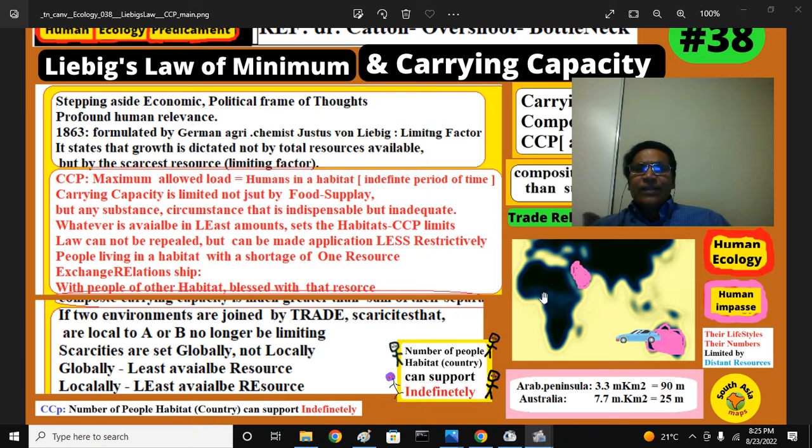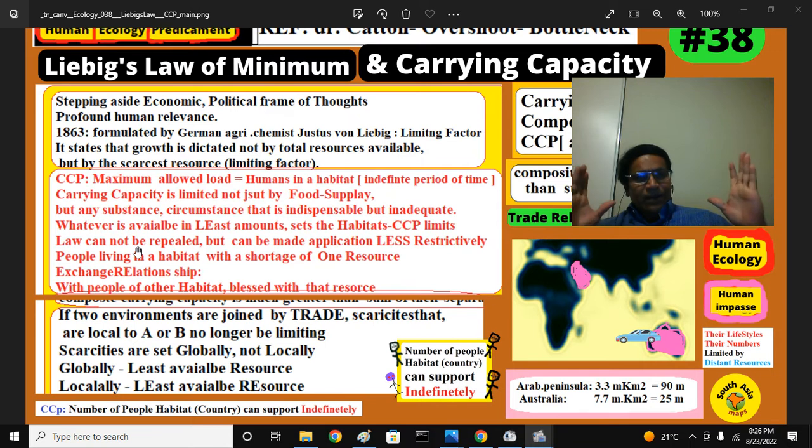Take for example, this is Africa, this is the Arabian Peninsula, that is the Hejaz and Najd, the Yemen, Oman, and the Trucial states, that is Kuwait, Bahrain, and all those areas. Here the rainfall is the limiting factor that sets the limit. Historically, before the World War, there used to be 2 to 3 million people living here because there is less rainfall, there is no agriculture. That is the limitation set by the particular factor of the habitat.